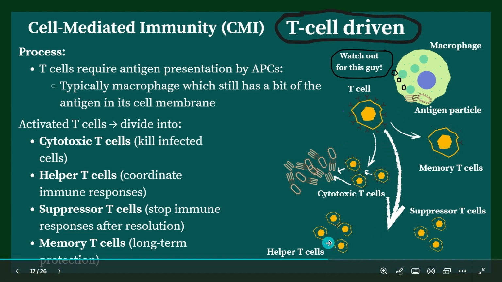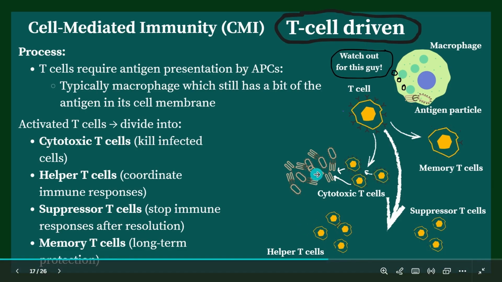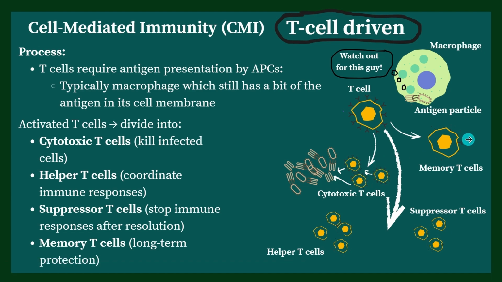And then there are two different kinds of T cells that are also divided off. There are helper T cells that will help coordinate an immune response against that specific pathogen, but there are also suppressor T cells that get branched off, and they will stop the immune response when the pathogen has been neutralized. So it settles everything down. So we need suppressor T cells for sure for settling down the immune response.